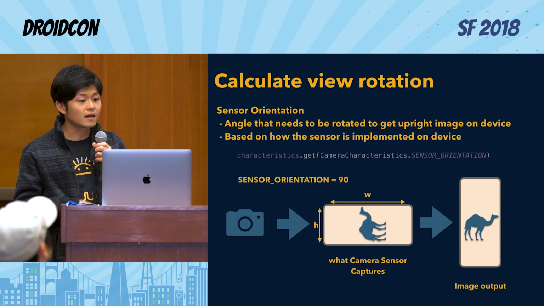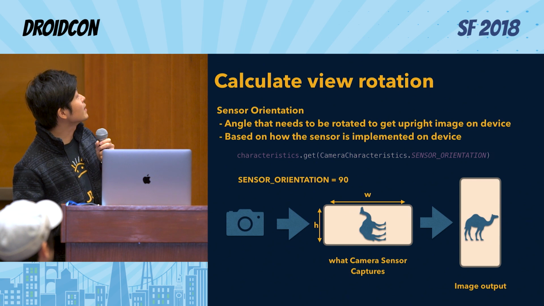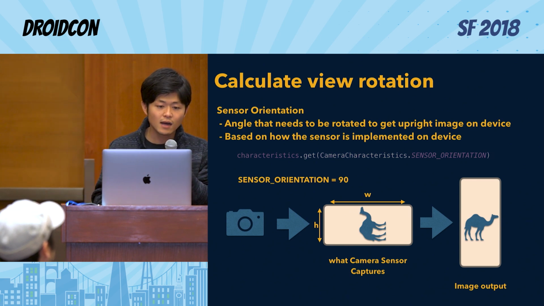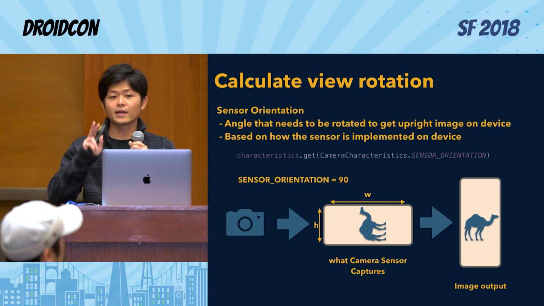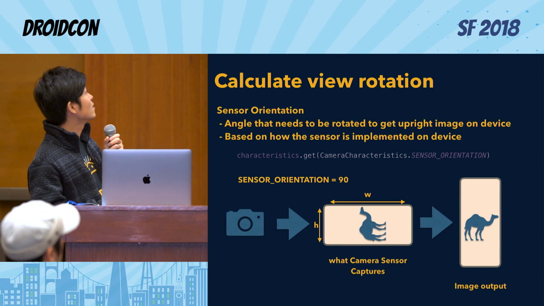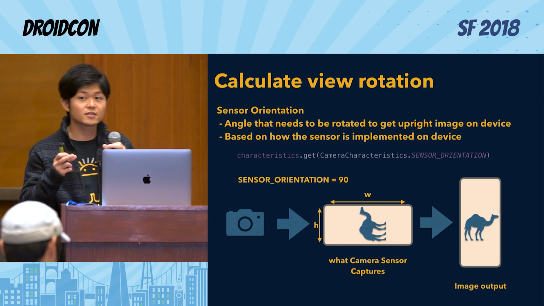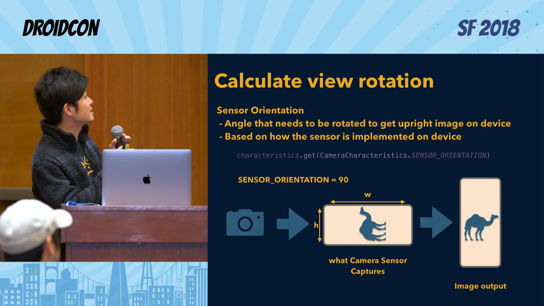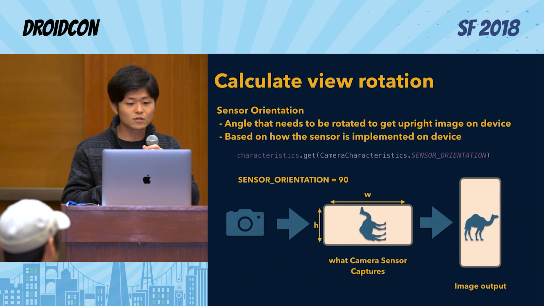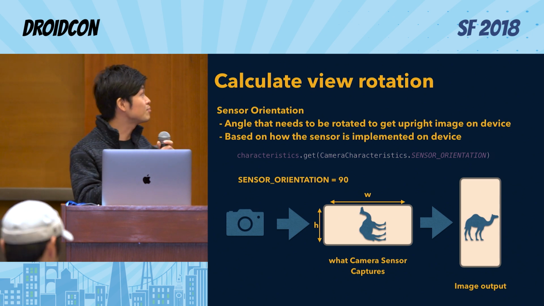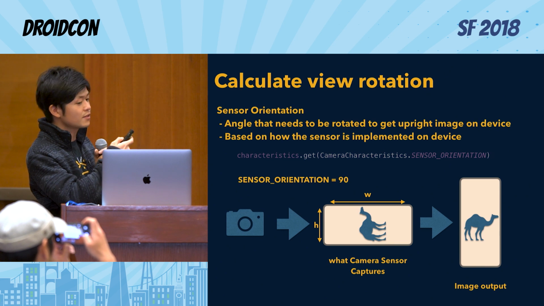First one is calculate view rotation. So there's a sensor rotation that we need to think of. Sensor rotation is an angle that needs to be rotated to get the upright image. So in this example, when you take the camera, the camera sensor capture is horizontal of the image. But if you want to get the correct image output, you need to make a rotation. And this sensor orientation will tell you that.